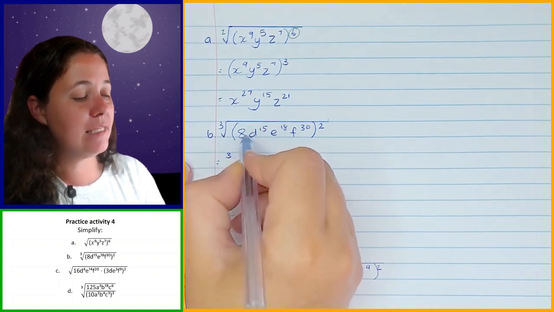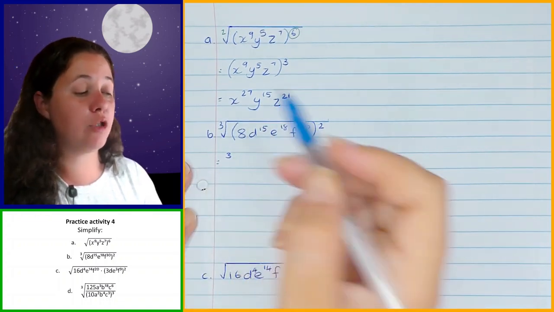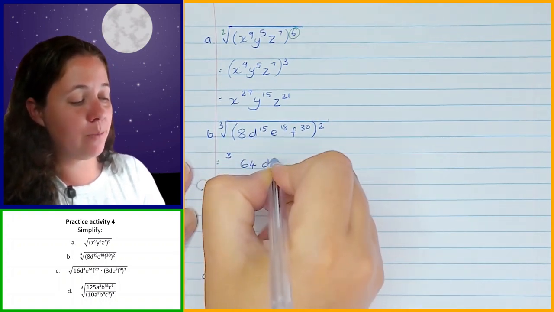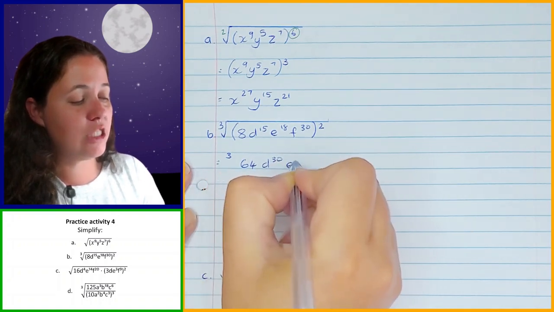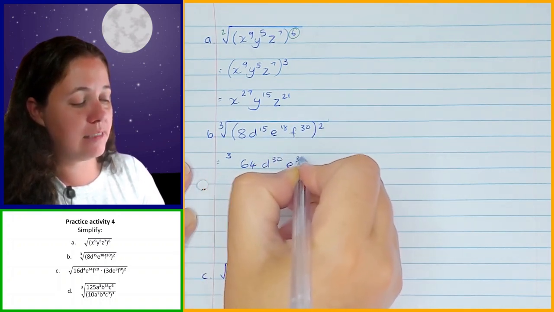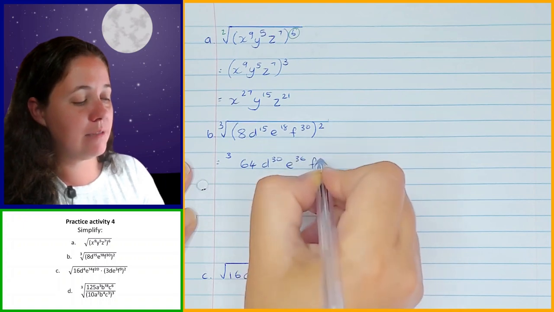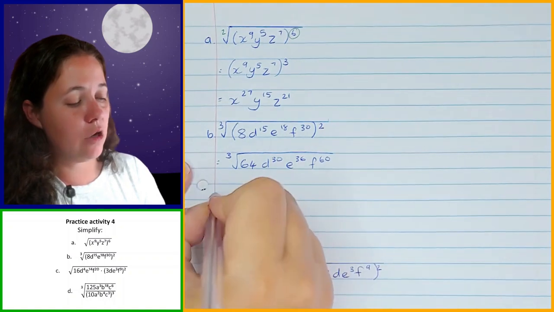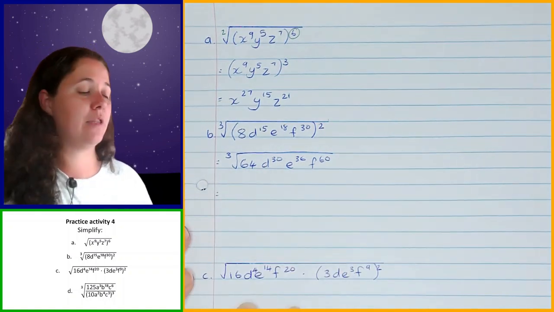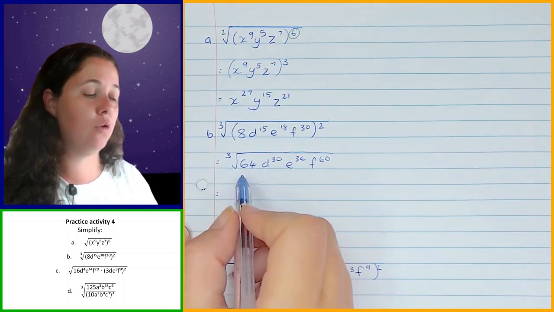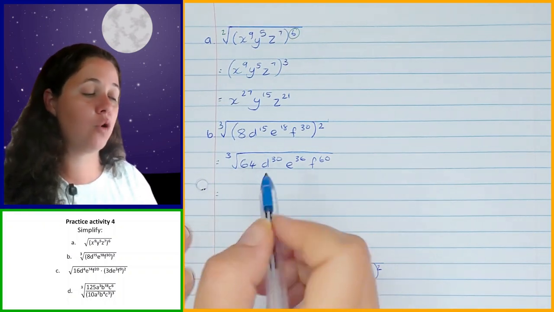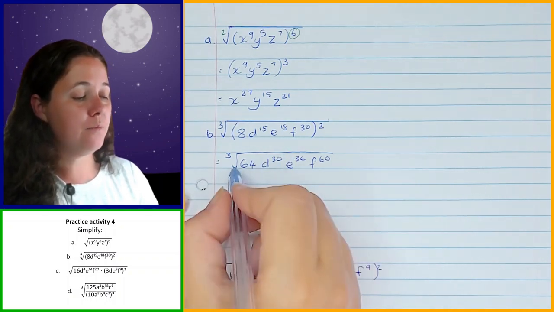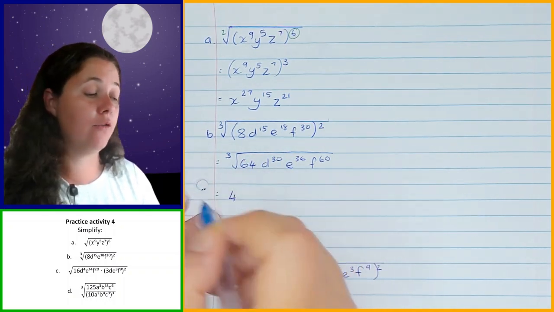So 8 will become 8 squared, which is 64. D to the power of 15 becomes d to the power of 30. E to the power of 18 becomes e to the power of 36. And f to the power of 30 becomes f to the power of 60. And I'm finding the cube root of that. Okay, so now I'm going to find the cube root of each of these. Now the cube root of 64 is the same as 4 cubed, so the cube root of 64 is 4. Again, that's another one that is helpful for you to know.